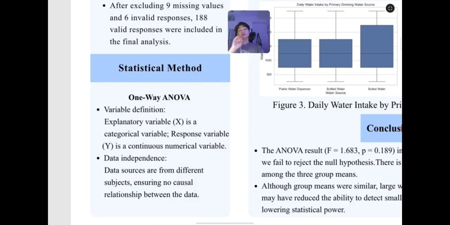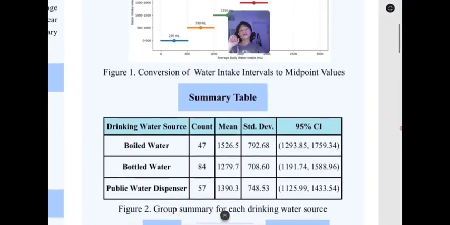Since we cannot be 100% confident in the accuracy of the collected data, we graded the water consumption into intervals. We can also make sure that all of our data are independent, because they are from different subjects, and there is no relationship between the data.